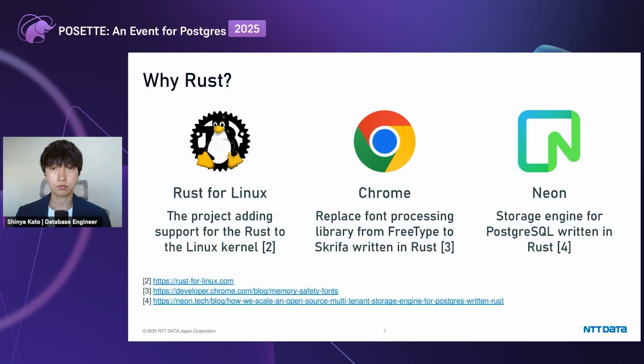For example, we can point to projects like Rust for Linux, which enables implementing Linux kernel modules and device drivers in Rust. Another significant development is Chrome's ongoing migration of its font handling library from C's FreeType to Rust's Skrifa, to ensure safer font processing. Additionally, in the Postgres ecosystem, Neon is notable for implementing a Postgres storage engine in Rust.